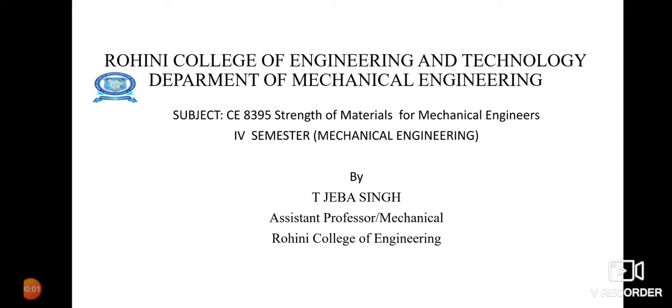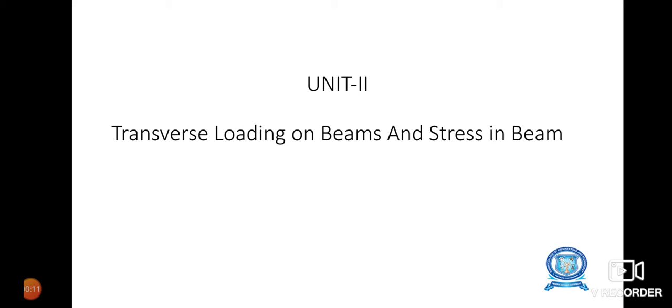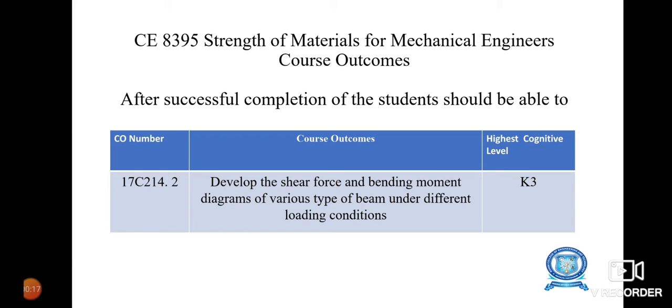Now we have discussed the subject CE 8395 Strength of Materials for Mechanical Engineers. Unit 2: Transverse Loading on Beam and Stress in Beam. This is the course outcome of this unit. After successful completion, the student should be able to develop the shear force and bending moment diagram of various types of beam under different loading conditions. The knowledge level in this unit is K3.